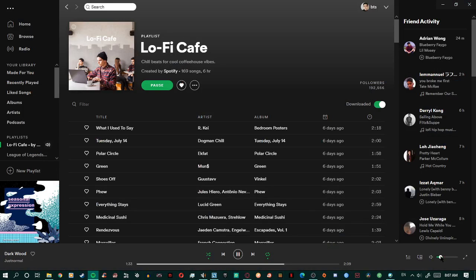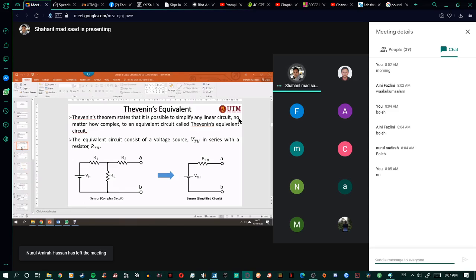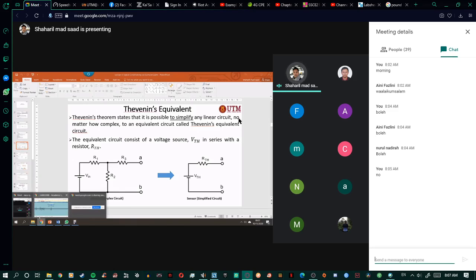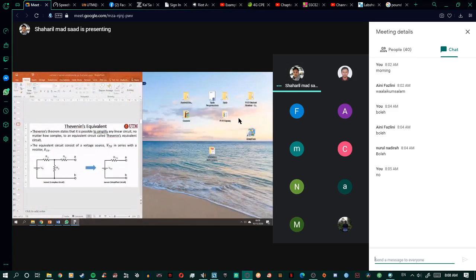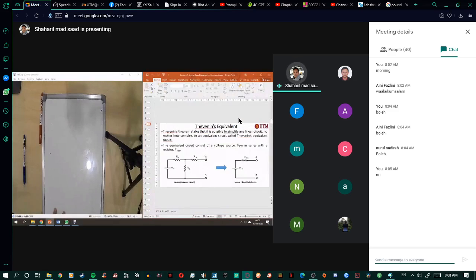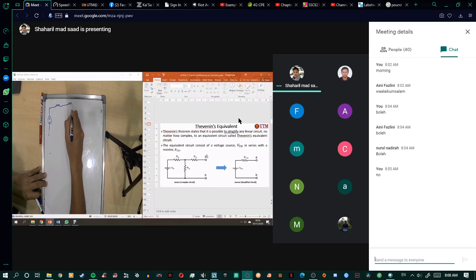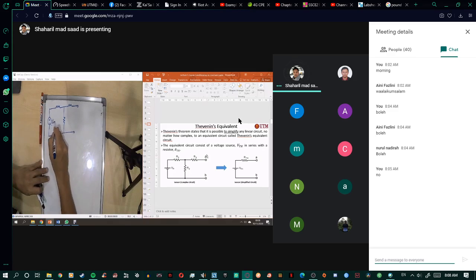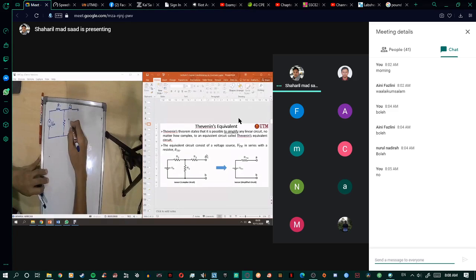Before we go through signal conditioning, let's go through a very basic circuit. We call it a Thevenin circuit. What this Thevenin circuit does is, you have a complex circuit. For example, let's say this is your circuit. You have V in, this one is R1, this one is R3, and this one is R2. This is the point that you want to measure.